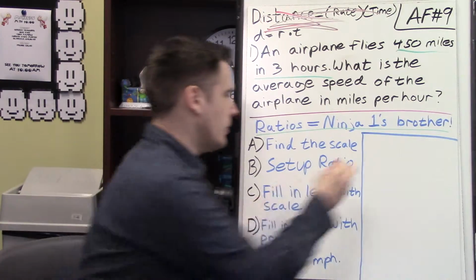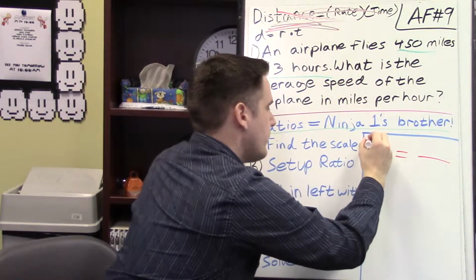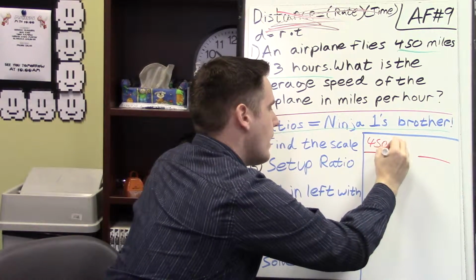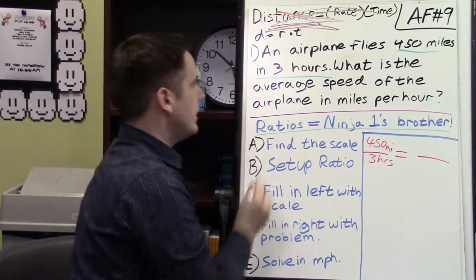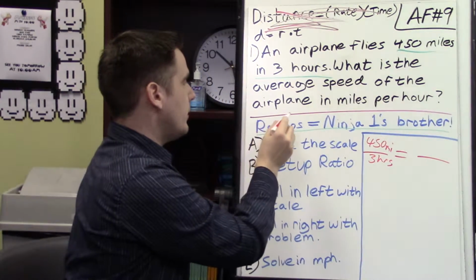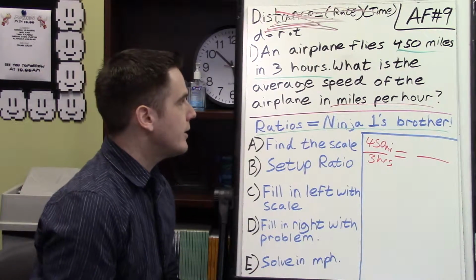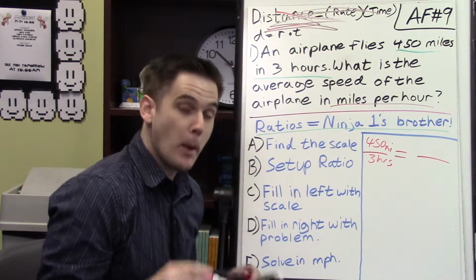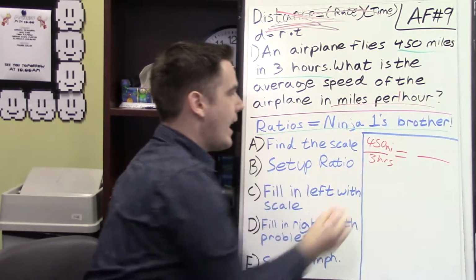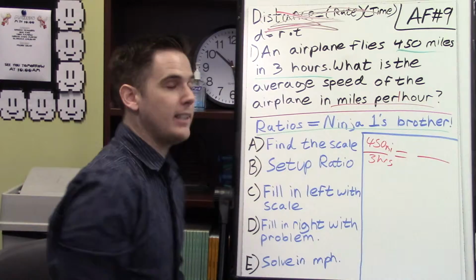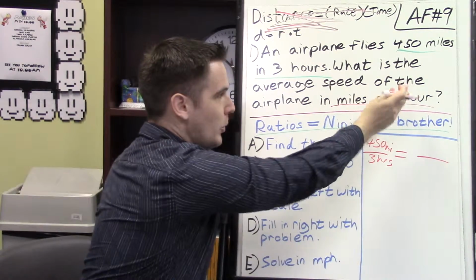Set up the ratio. We got 450 miles, and then we've got 3 hours. And now we're going into the problem, and we've got miles per hour. Now you might be thinking, wait a minute, there's no number. Think about it, miles per hour, per 1 hour. Ninja ones, ratios are in here. They are ninjas, they're brothers of the Ninja 1. There's a Ninja 1 right there.